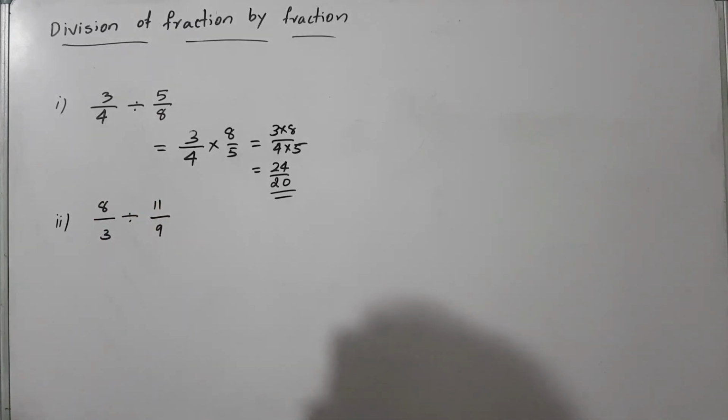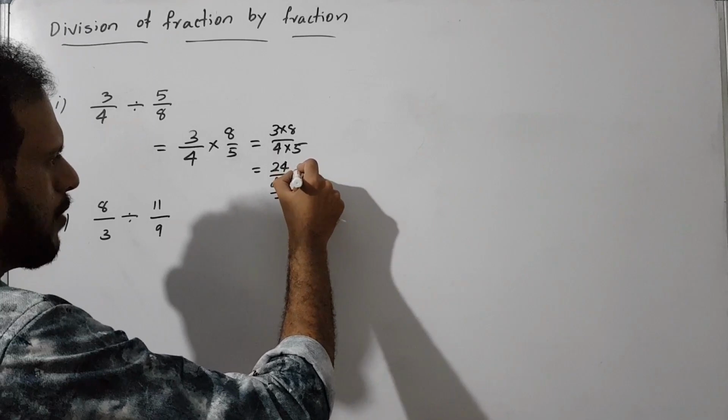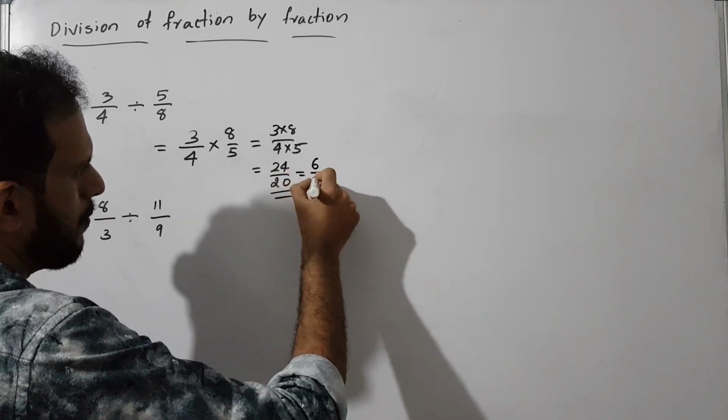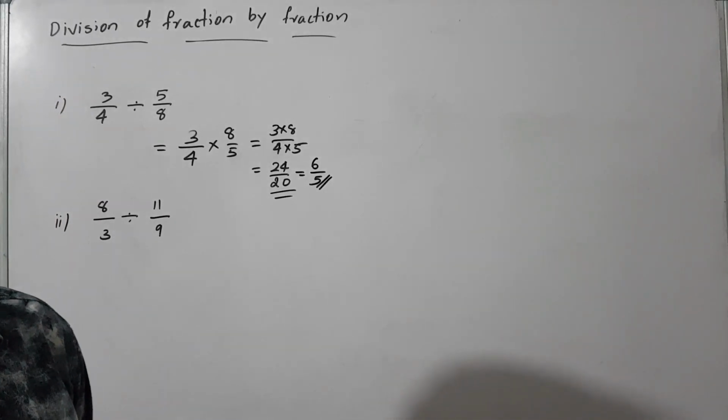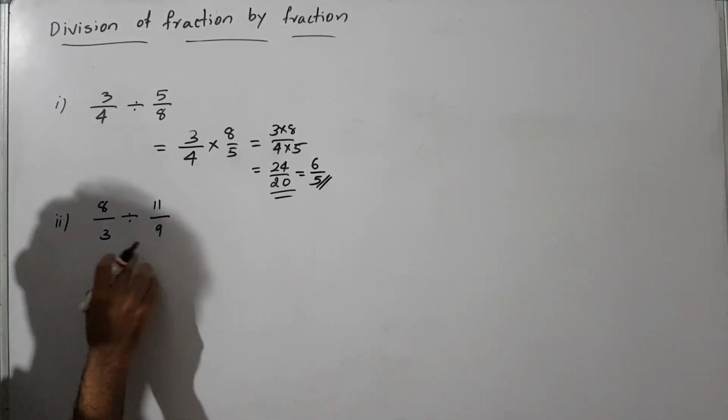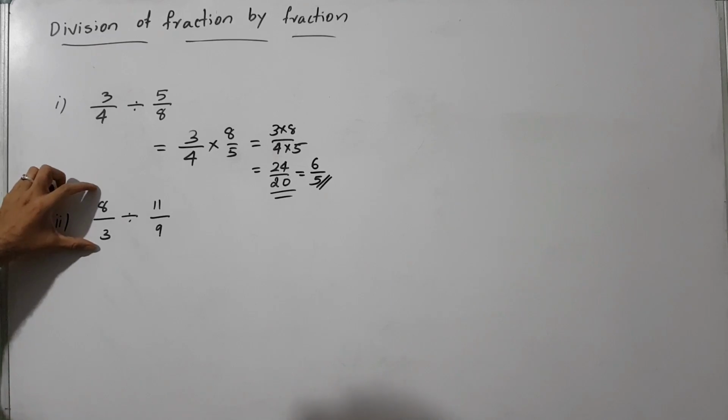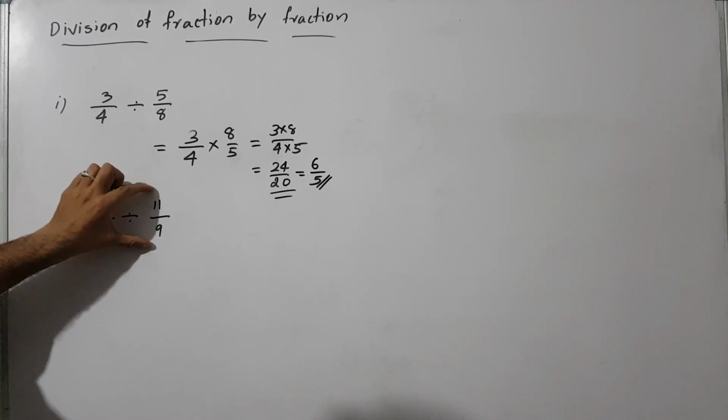Then this one is possible to reduce by 4. Then what do you get? 6/5. So the answer is 6/5. Okay. Then how do we do this one? What is the dividend here? Here the dividend is 8/3. Divisor is 11/9. So what is the idea?